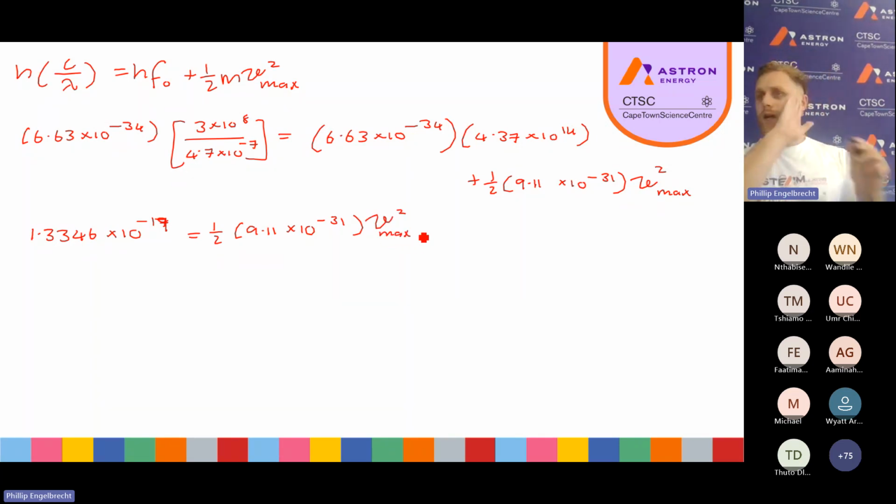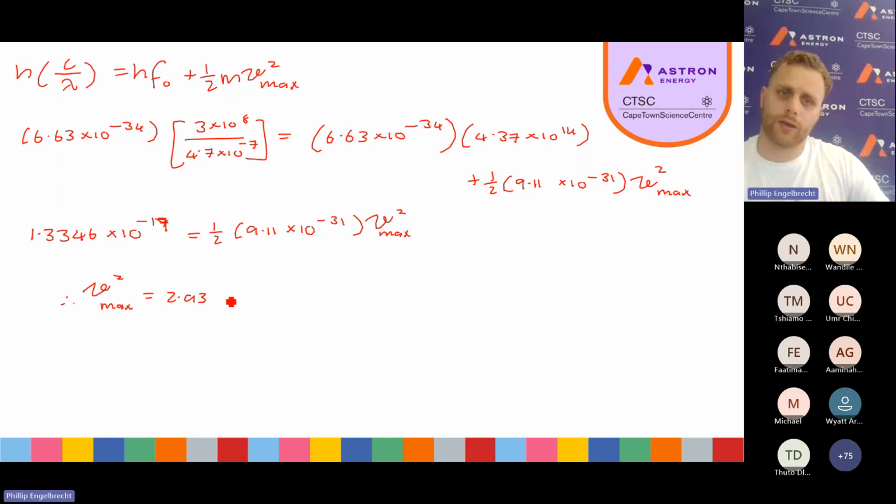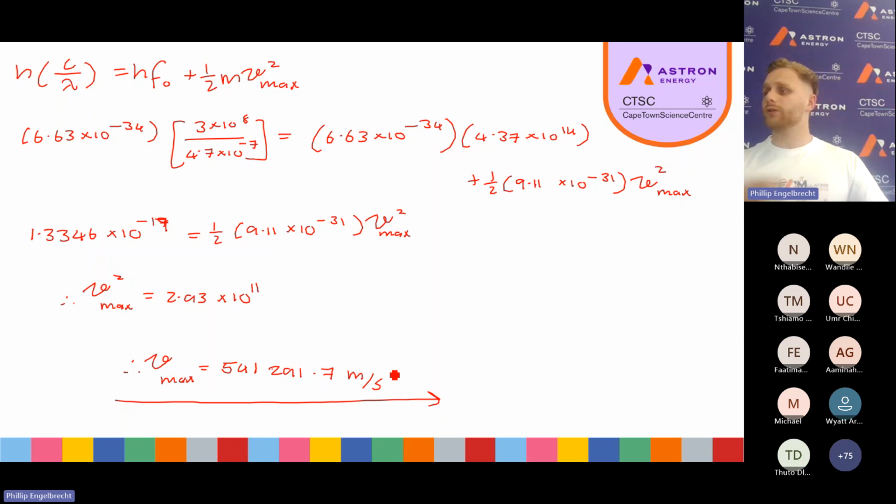Okay, guys? So I just skipped 1 or 2 steps. I just solved for this. And therefore, you get v squared max on its own. So v squared max is equal to about 2.93 times 10 to the power of 11. So therefore, the velocity, or the maximum velocity, is simply equal to 541,291.7 meters per second. And there we go. So guys, for those of you who got the answer, well done. You guys are correct.